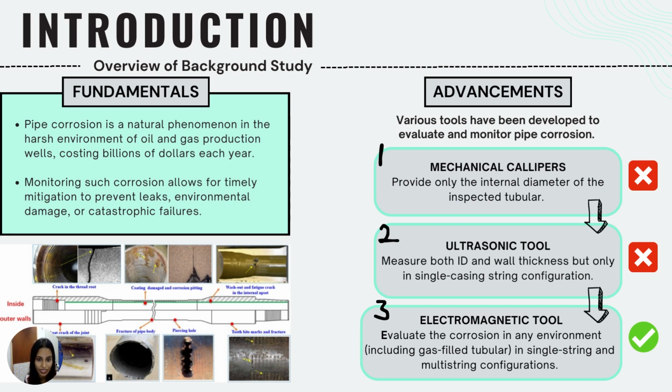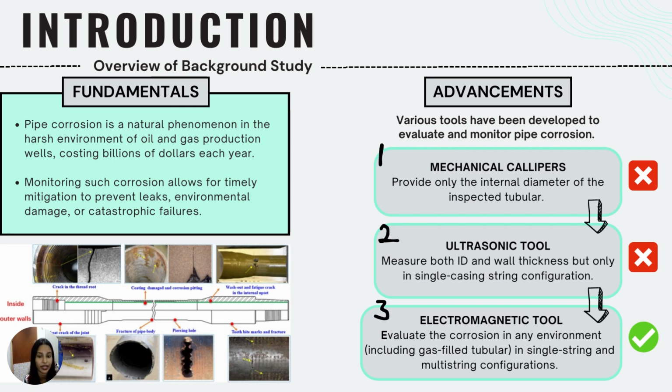For the advancement, there are various kinds. Firstly, they discovered mechanical calipers, the con of which is that they provide only the internal diameter of the inspected tubular. Basically, it doesn't measure anything other than the internal diameter of the tubing. This was followed by the ultrasonic tool, which measures both the ID and also the wall thickness. However, the disadvantage is that it has only been used in a single casing string configuration, so it can't be used in multiple casings as well.